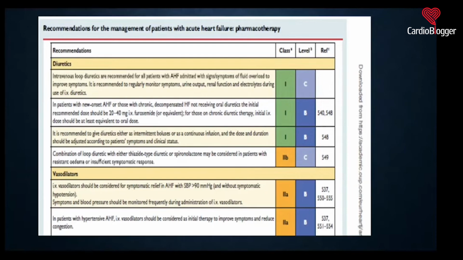Also, it is recommended to give diuretics either as intermittent bolus or as a continuous infusion, which is not a very recommended treatment. And suppose the patient has diuretic resistance. There are many patients who have diuretic resistance, either because there is something known as the braking phenomenon. In braking phenomenon, because of the diuretic, all the extracellular fluid is washed off from the body, which activates the renin-angiotensin system. When the renin-angiotensin system is activated, again this leads to fluid reabsorption. So that is known as the braking phenomenon, which is one of the important mechanisms of diuretic resistance.